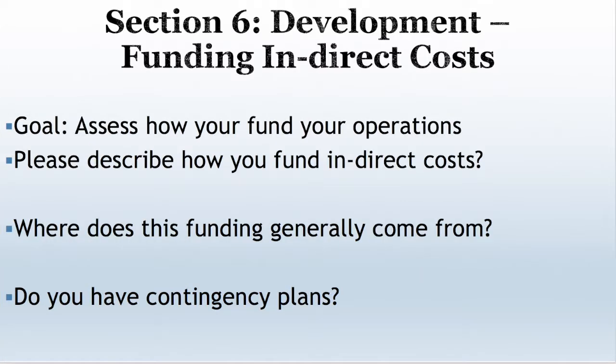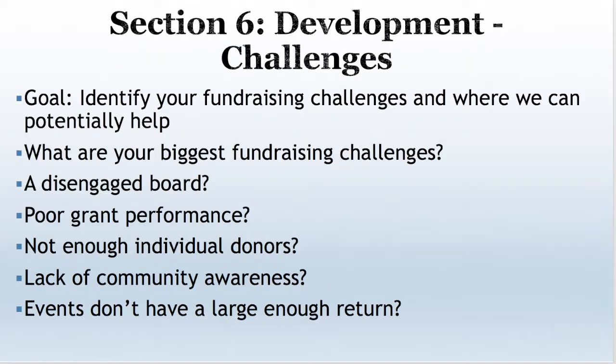Given that we know funding indirect costs is a challenge for any organization, because most grants only want to fund program costs, we would like to know how you fund your indirect costs. Does this come from grants, individual donors? How do you allocate funding? And do you have a contingency plan if you can't fund all your indirect costs?